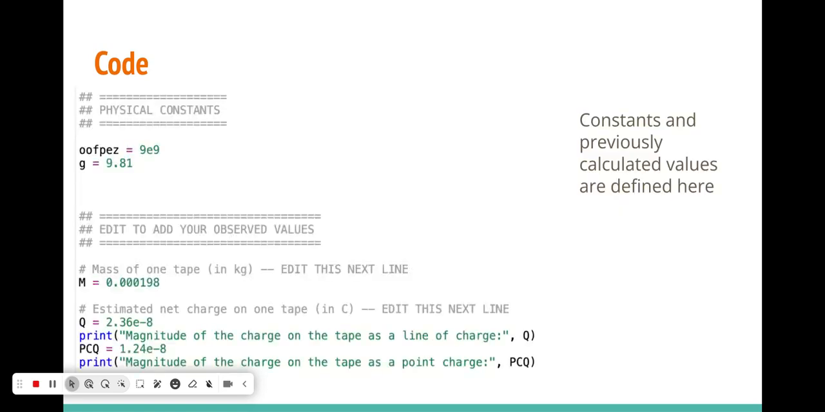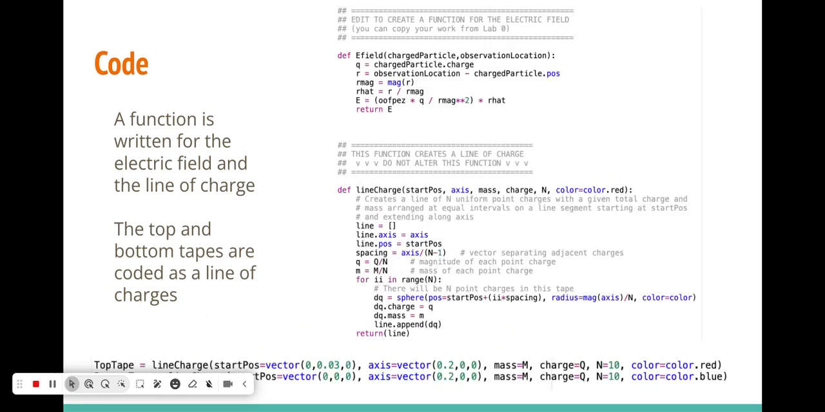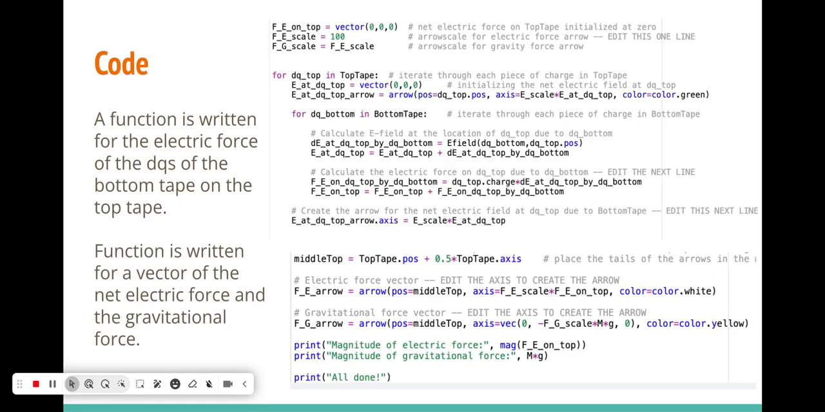So this is a breakdown of the code. We used the same constants and added our new constant that we just calculated, and we put them in there. So then we wrote some functions. We wrote one for the electric field of the line charge, and then we represented the top and bottom tapes as additional lines of charges. And then another function is written for the electric force of the 10 segments of the bottom tape. And that's the force of the bottom tape on the top tape.